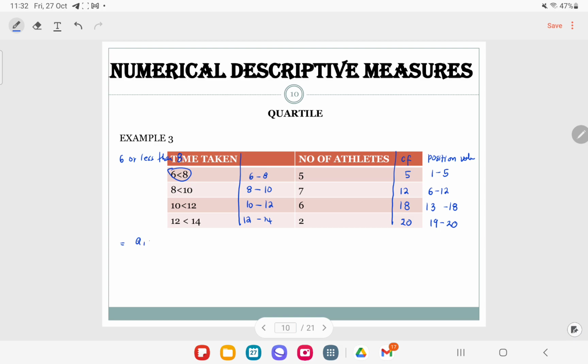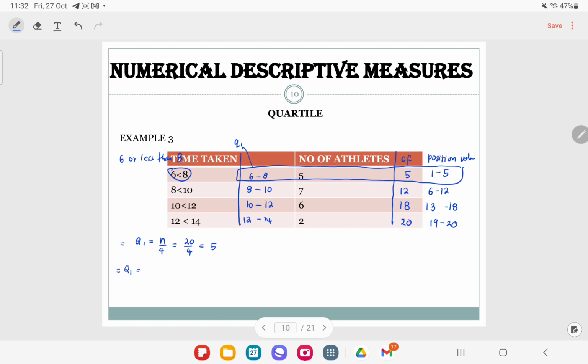Okay, then calculate Q1. So n over 4, the total here is 20 over 4. So we'll get 5 here. So 5 falls into this class, the quartile class here, the first quartile class. And then we put it into the formula.